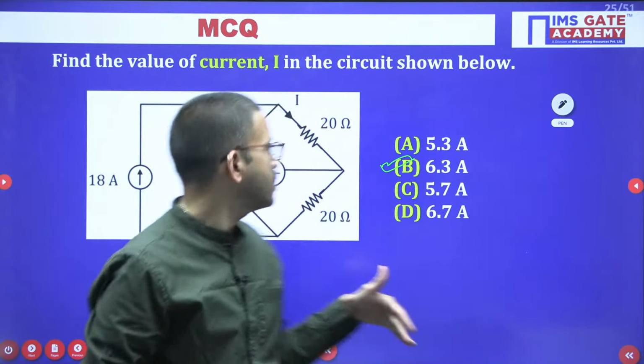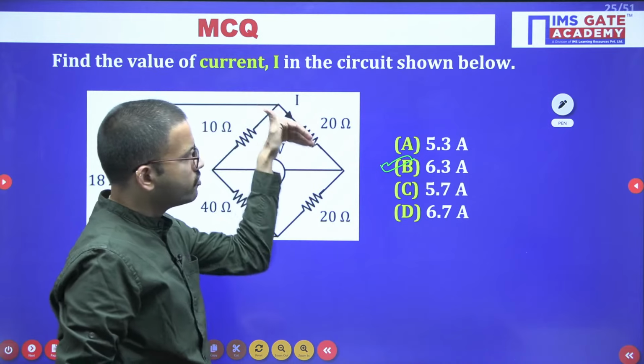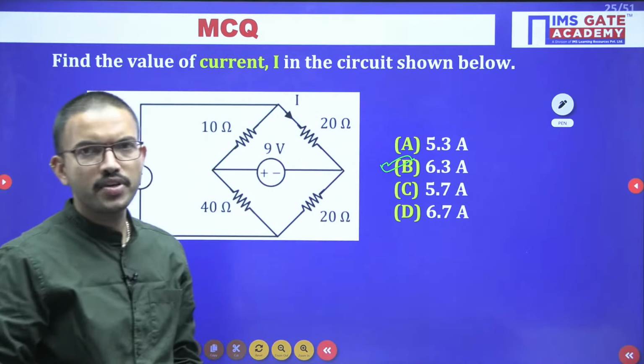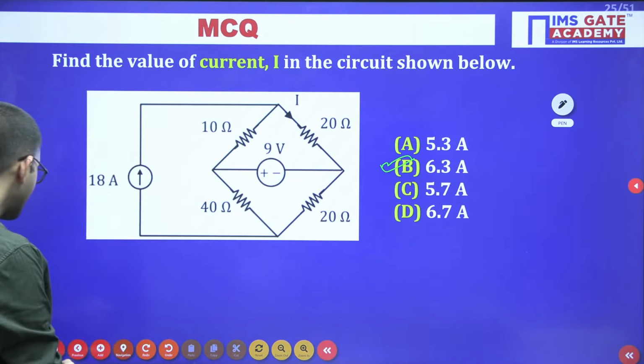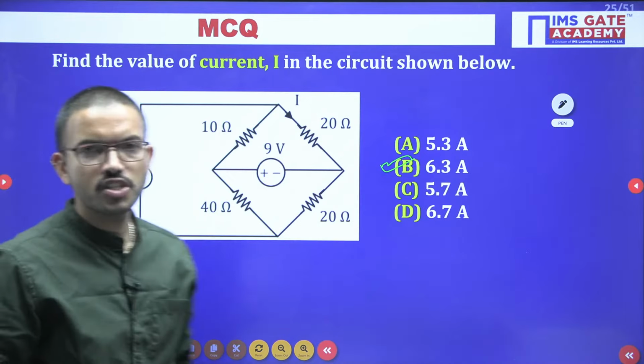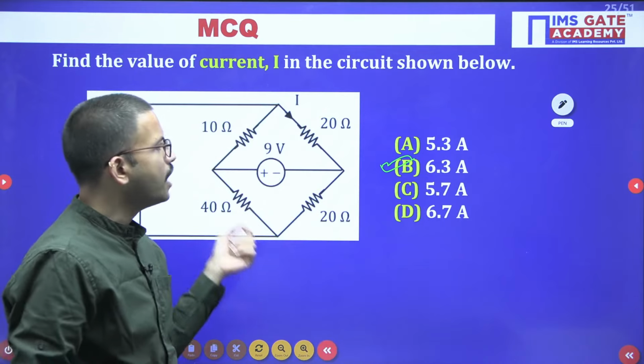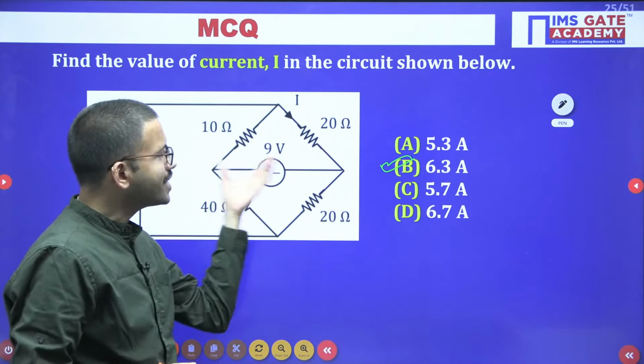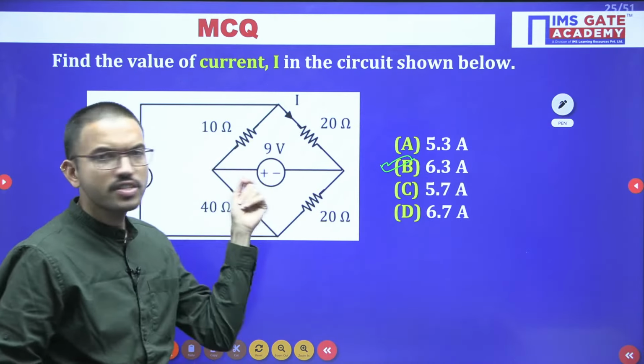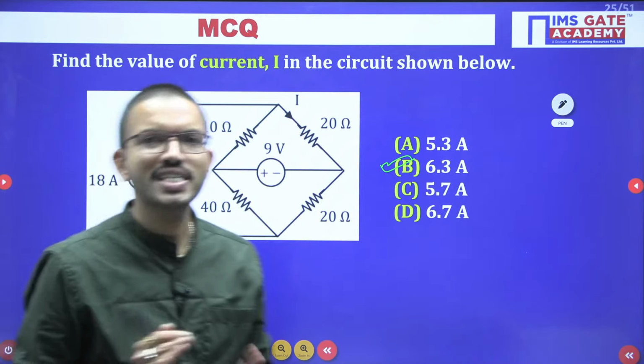For the given question, especially, the current flowing through the 20 ohm resistor is 6.3 ampere. For the timing, I have solved this question by using the superposition theorem. Whenever you have multiple sources present in the circuit, with the help of the superposition theorem, you can do the calculation part easily with the help of one source.